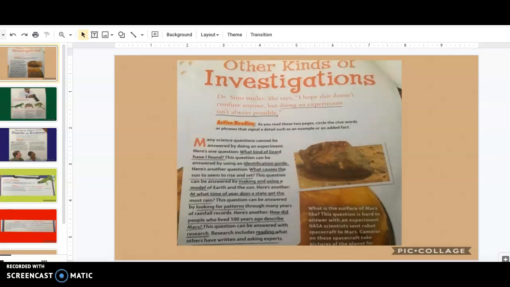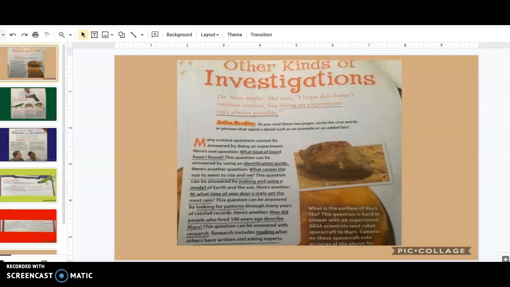Then you can see there's another question. What causes the sun to seem to rise and set? All right, so we can't do an experiment on the sun. It's way far away up in outer space. Plus, it's so hot, we can't get that close to it. So sometimes scientists have to use models. They create a smaller version of a real thing to try to answer their question. So for that particular question, you would make and use a model of the Earth and Sun.